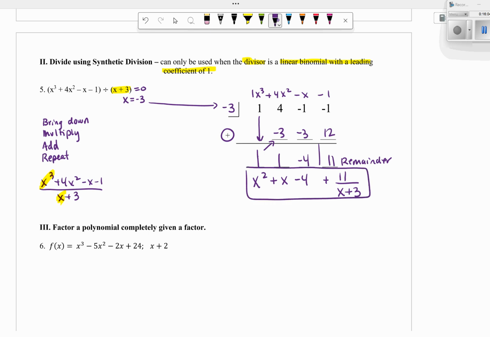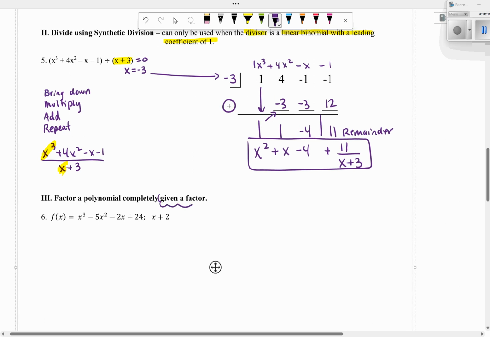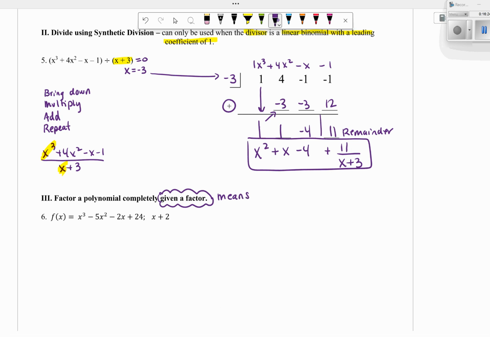So hopefully this is bringing back some good memories of last year. All right, so the next part says we're going to factor a polynomial given a factor. If you are factoring a polynomial given a factor, remember that means the remainder should always equal 0. If it does not, then something went wrong.